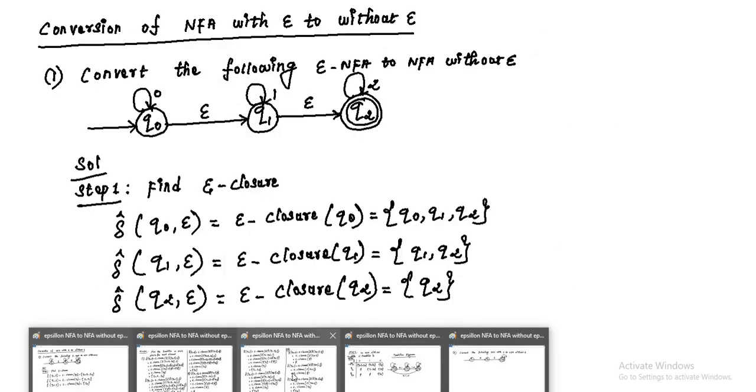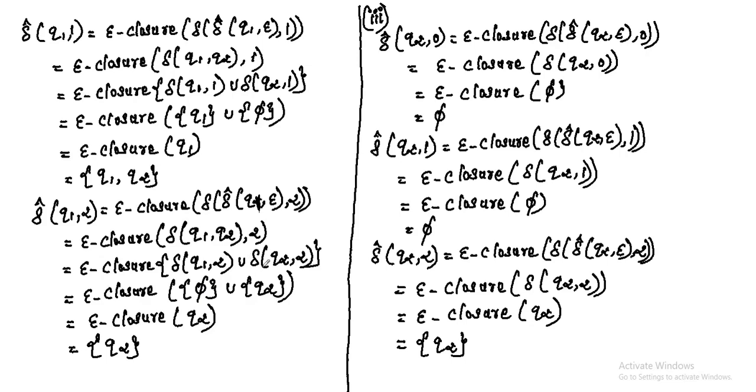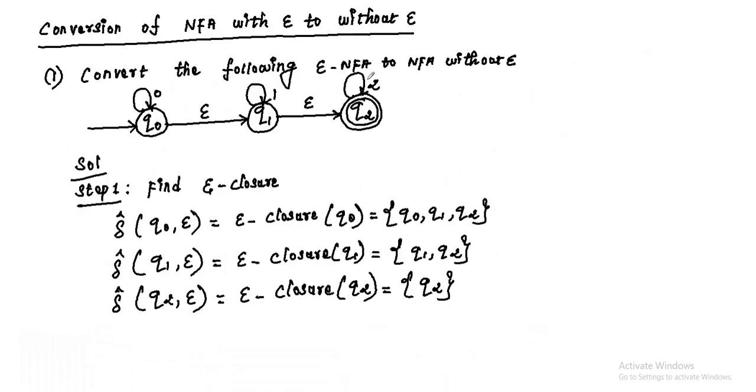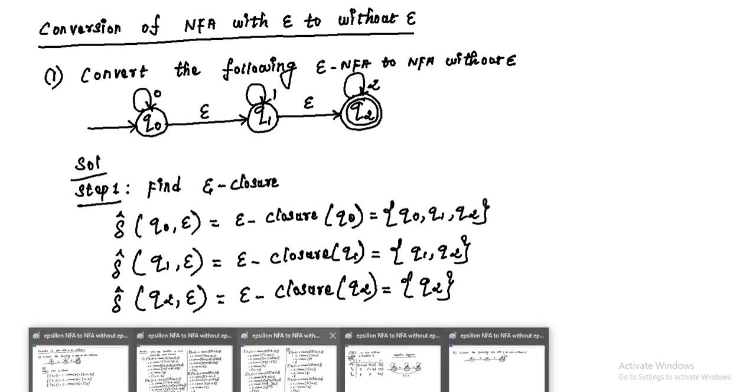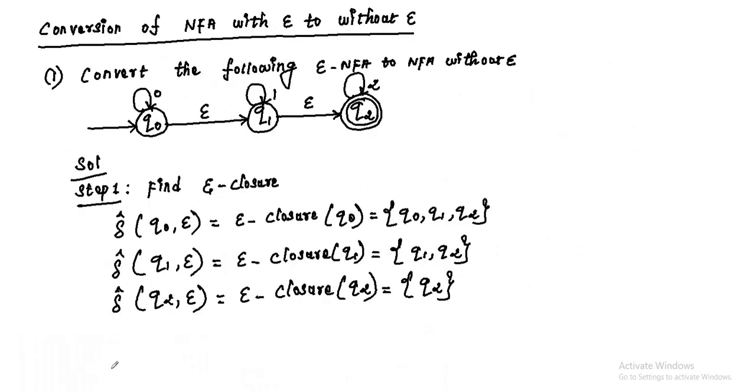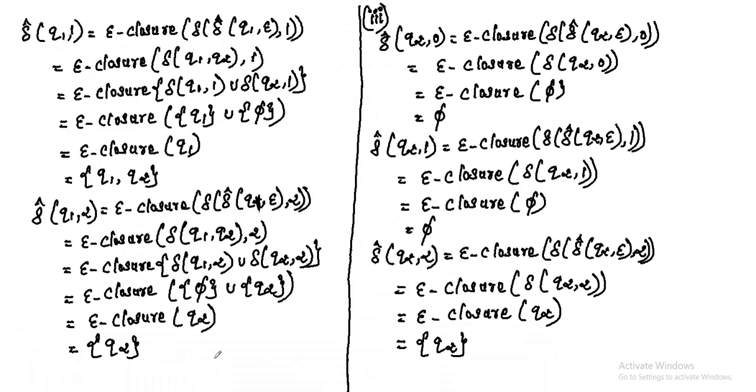Just write null. Here null union δ(q2, 2). So q2 on seeing the input symbol 2 reaches q2 itself. Here you write q2. Then do the union operation, you will get q2. Epsilon closure of q2, what is epsilon closure of q2? Here epsilon closure of q2 is q2. Here you mention q2. And the last state is q2, and apply all the inputs.